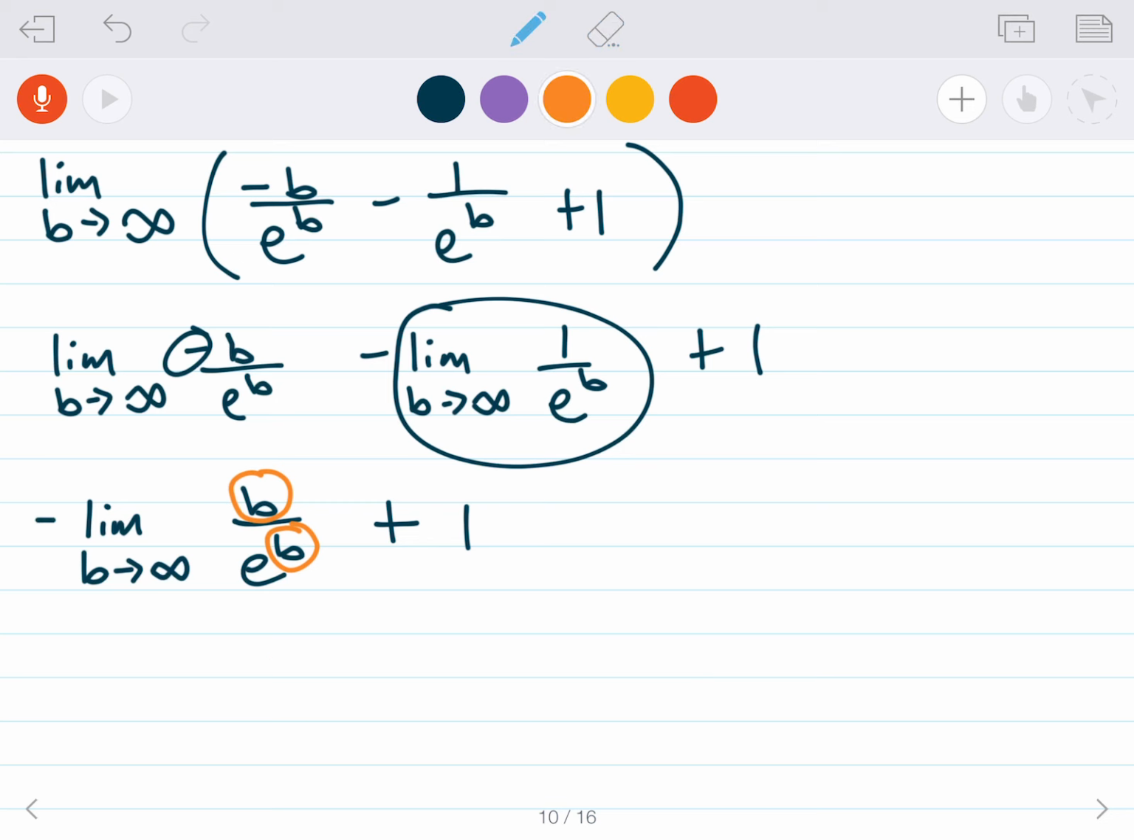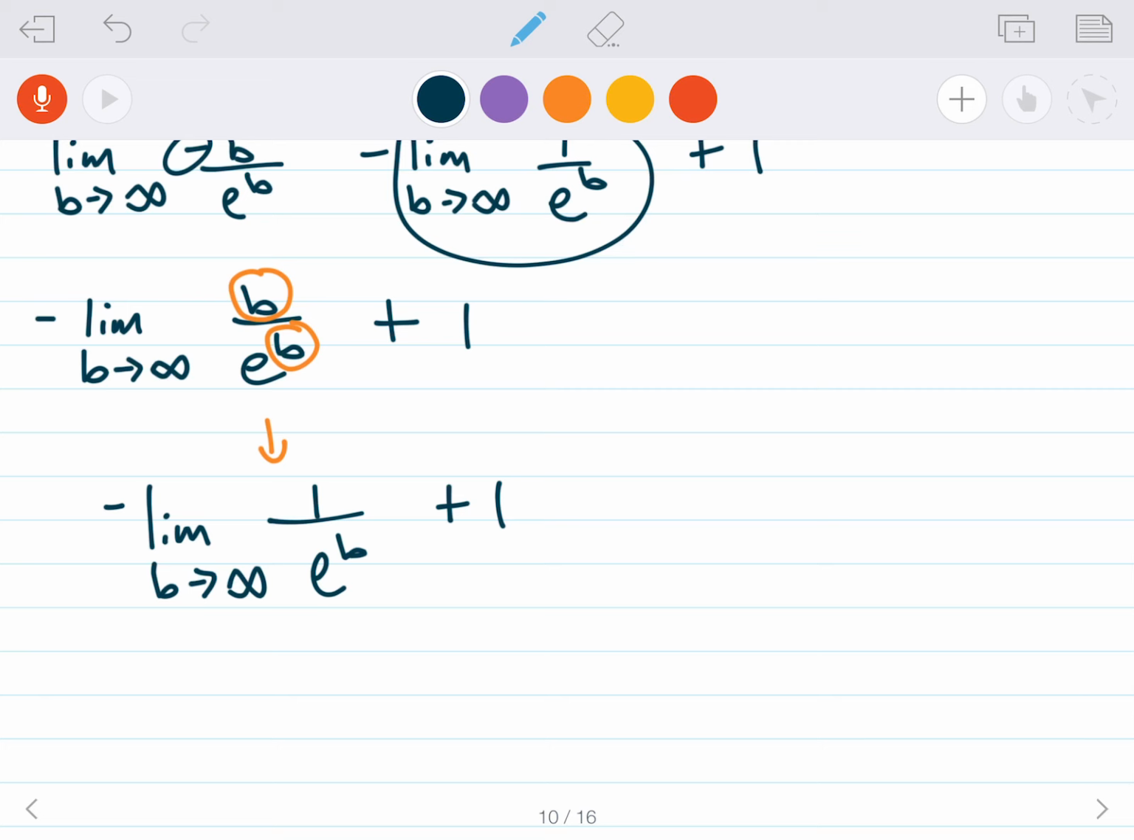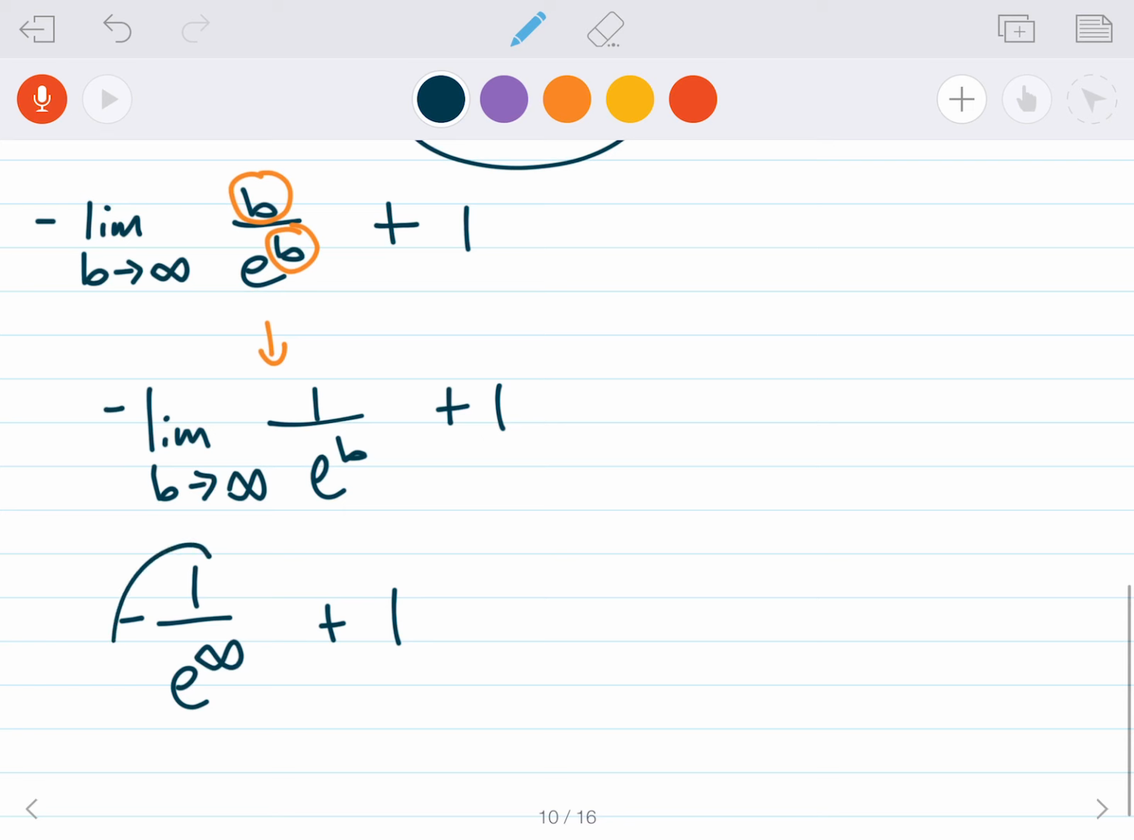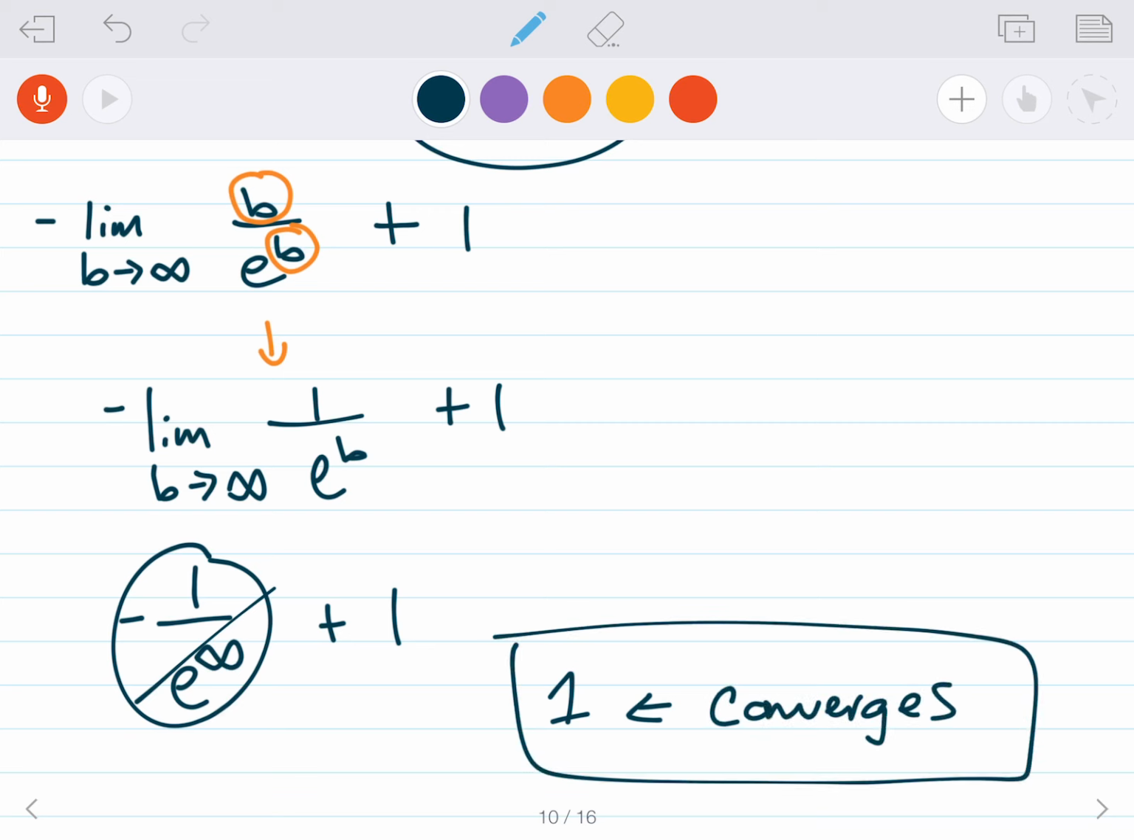Using L'Hopital's rule, this becomes negative the limit as b goes to infinity. The derivative of b is simply 1. The derivative of e to the b is just e to the b. Then we plug in infinity and see if we get anywhere. This gives us negative 1 over e to the infinity, and of course this goes to 0. So our answer here is 1. And yes, this is convergent because it converges to 1.